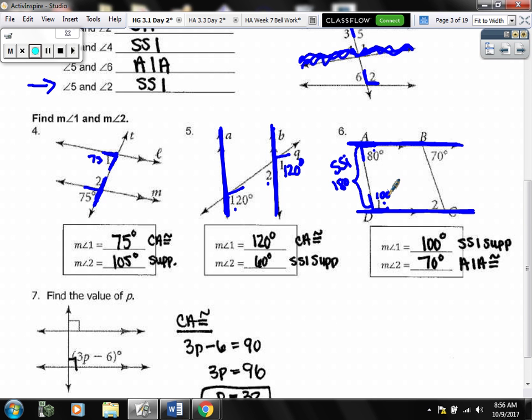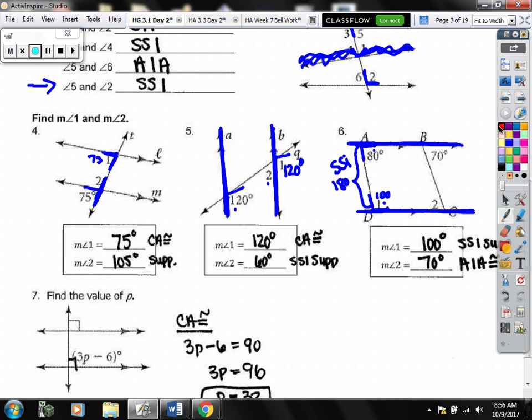Now for angle 2 over here, this is now my transversal. So it's a different transversal, same set of lines. Tracing my angles, those are alternating, and they're both inside, so they're alternate interior angles, which are congruent if the lines are parallel. 70.